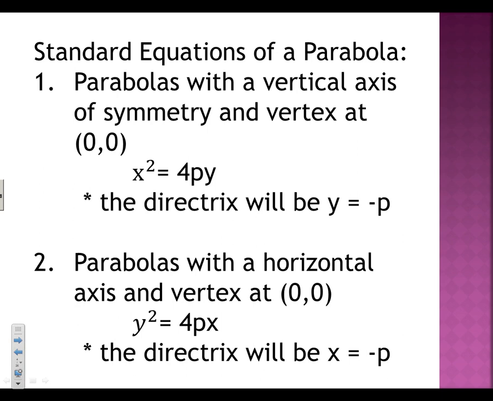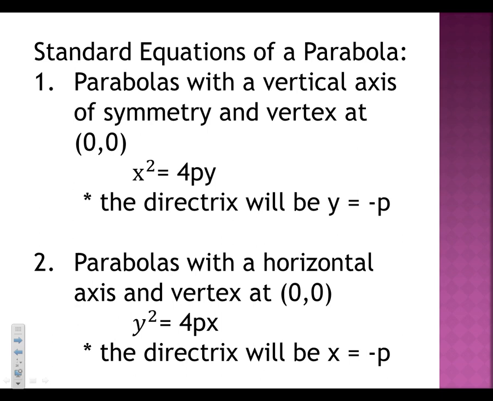Standard equations of a parabola. Parabolas with a vertical axis of symmetry and a vertex at (0, 0): the standard form is going to be x squared equals 4py. Now, the directrix is going to be y equals negative p. It's going to be an equation of a line, a y equals line, and we're going to find that by taking negative p from the standard form. We'll talk about that more in a second.